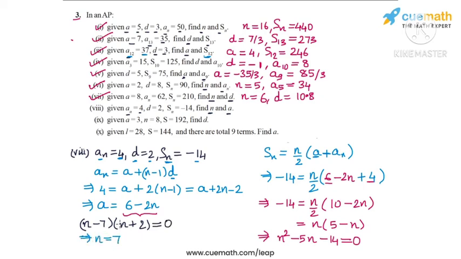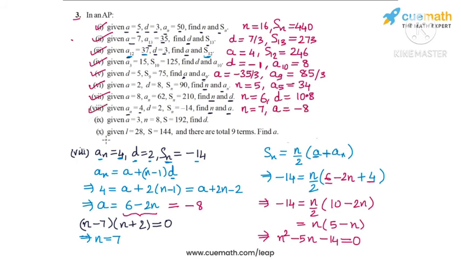So there are 7 terms in the AP, in the progression, and now we can find the value of a. A is equal to 6 minus 2n, or 6 minus 14, or minus 8. So the answer to part 8 is that n, the number of terms, is equal to 7, and a, the first term, is equal to minus 8. So that completes part 8.